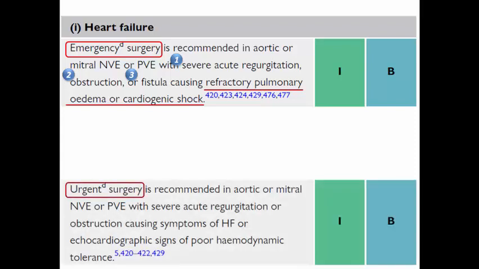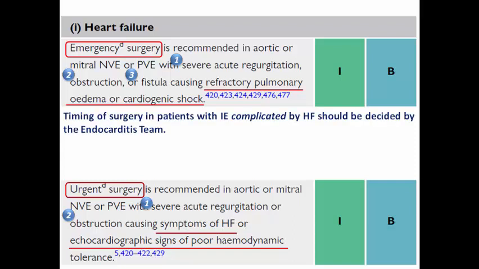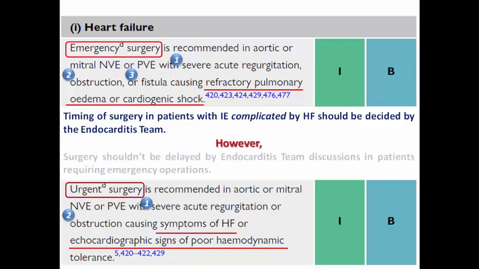And urgent surgery is a class 1 indication in case of severe acute regurgitation or obstruction causing symptoms of heart failure or echocardiographic signs of poor hemodynamic tolerance like impaired ejection fraction, dilated LV or RV dimensions, so we should go with the surgery within 3 to 5 days. Of course, the timing of the surgery in those patients complicated by heart failure should be decided by the endocarditis team, but please without delay, because in some cases the patient's condition is very critical, and so emergent surgery should be decided without waiting for the discussion of the endocarditis team.